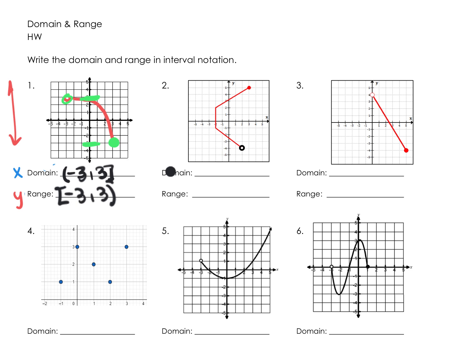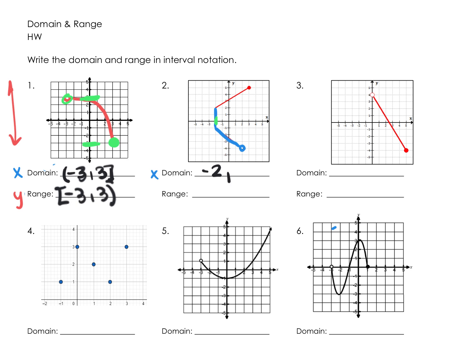All right, let's look at the next graph over here. For the domain, we'll do the x values. So I want to look at how far left and right my function goes. So if I start here on the right and then go left, the furthest left my function goes is here. And I want to look at the x values, right? So the furthest left is right here. The x value there is -2.